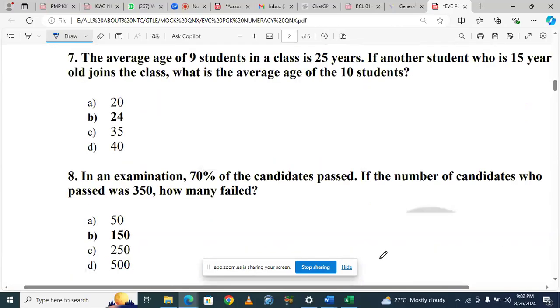Okay. Now, another question, a bit harder, number 7. Can someone read for us? The average age of 9 students in a class is 25 years. Pause. Pause over there. Now, what does this mean? The average age of 9 students in a class is 25.